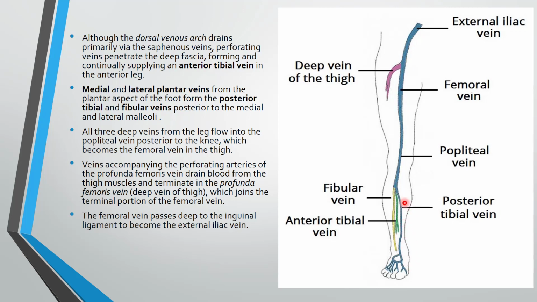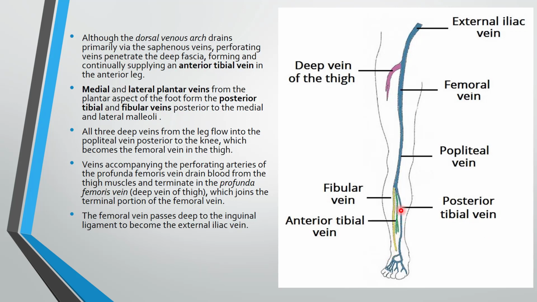I will revise again. First of all, we have discussed the superficial veins which are connected to the deep veins. Okay. So, how were they connected? By the perforating veins. So, now what happened? The perforating veins have come and they have entered and formed the anterior tibial vein. So, the blood will come from the superficial vein into the anterior tibial vein, and then there are two veins.